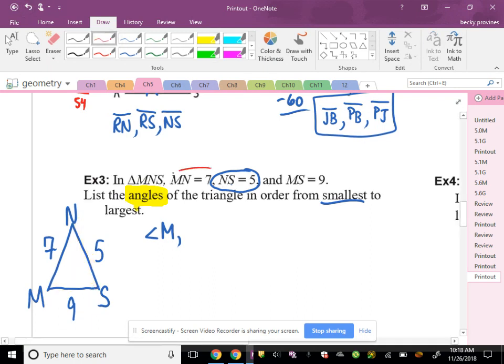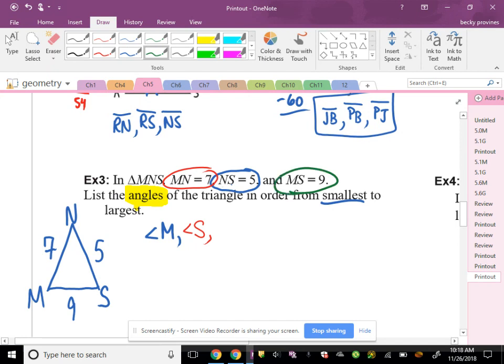The medium is MN. Look over here. What letter am I not using? I'm not using S. So let's look here. Straight across is S. Good job. We got it right. Next one.